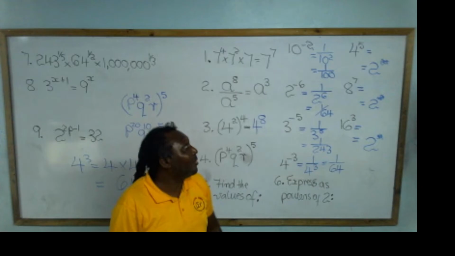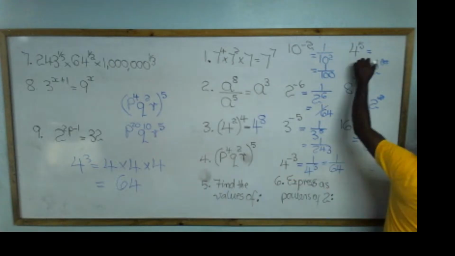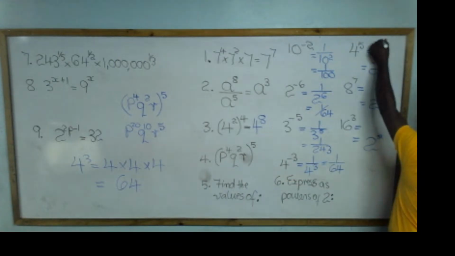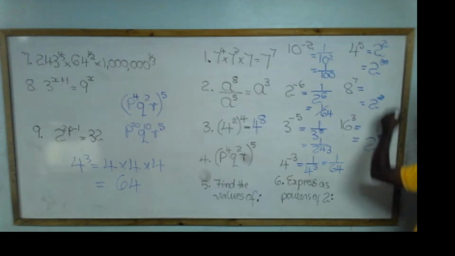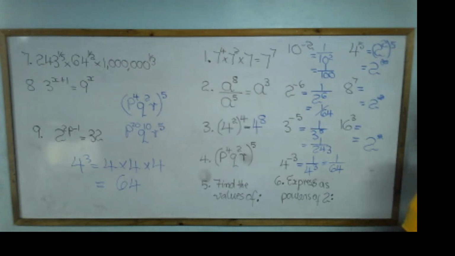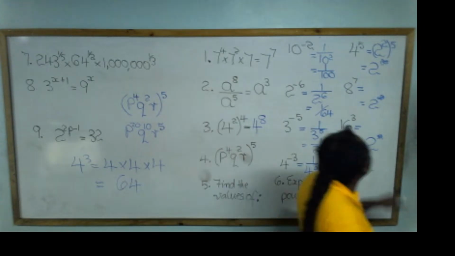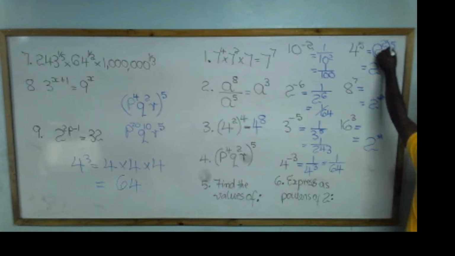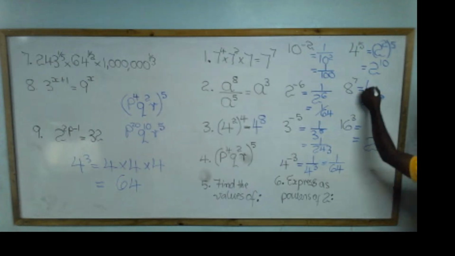Now I'm going to do the first one. The 4 will be changed to 2 to the power of 2. So we'll change 4 to 2 to the power of 2, and then that is raised to the power of 5. And what do we say? 2 5s, 10. What about 8? 8 will be 2 raised to the power of something, then raised to the power of 7.